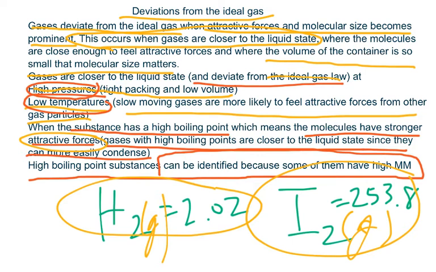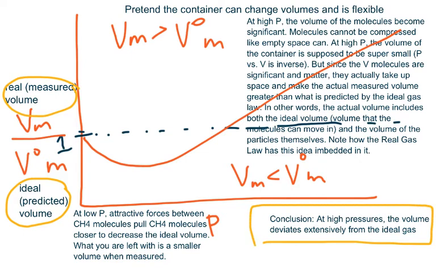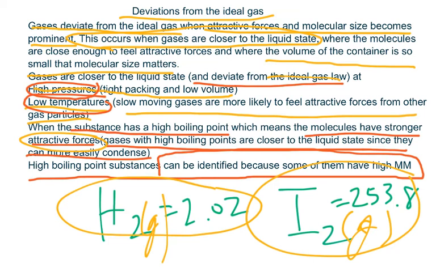So now that we're done looking at this, let's look at a graph that shows the real measured volume divided by the ideal or predicted volume. So this graph will kind of give us proof for why at high pressures the gas tends to deviate from the ideal gas law. And this is what we pointed out before.